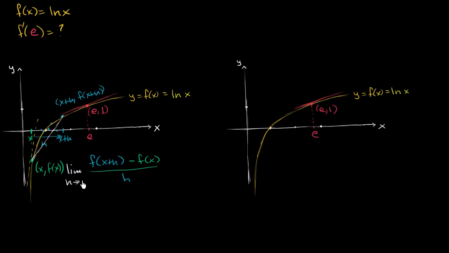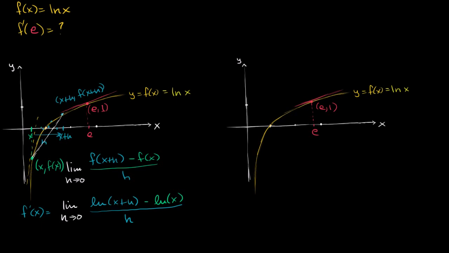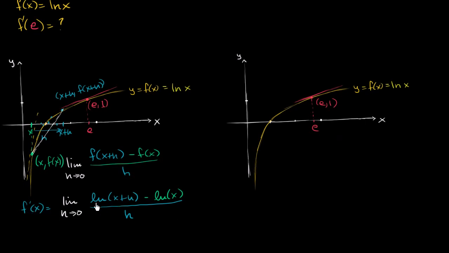So in the case when f of x is the natural log of x, this will reduce to the limit as h approaches 0 of the natural log of x plus h minus the natural log of x, all of that over h. So this right over here, for our particular f of x, is equal to f prime of x. So if we wanted to evaluate this when x is equal to e, then everywhere we see an x, we just have to replace it with an e. This is essentially expressing our derivative as a function of x.